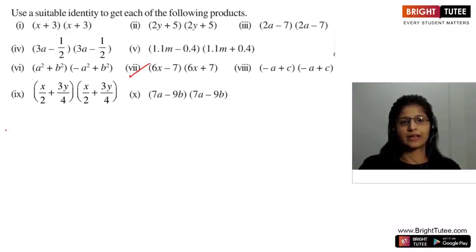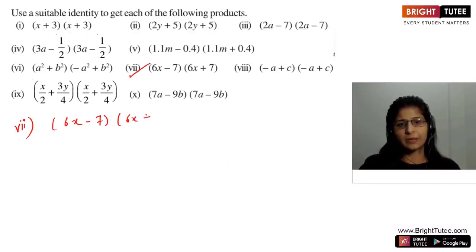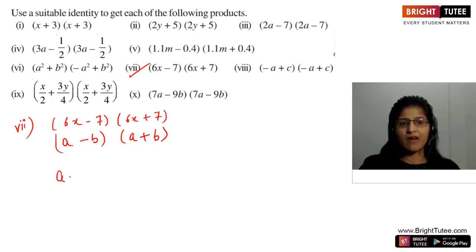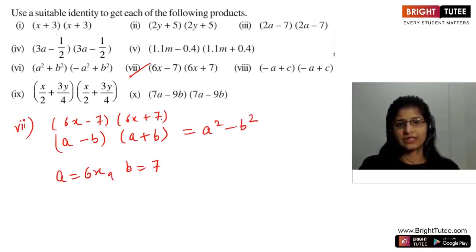Now the seventh part. In the seventh part of the question, we are given 6x minus 7 and 6x plus 7. So what is given to us? We are given a minus b and a plus b. Right? Comparing this, we have a as 6x and b as 7. Okay, and it is equal to a square minus b square.